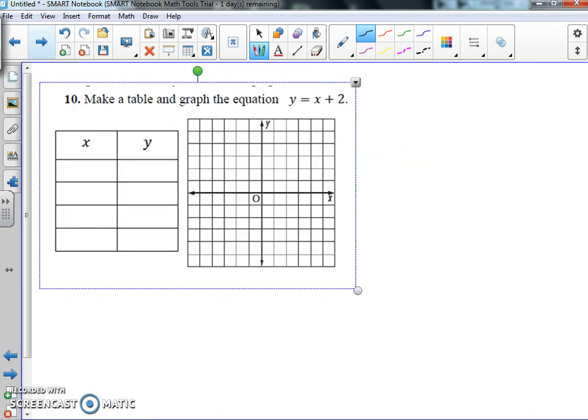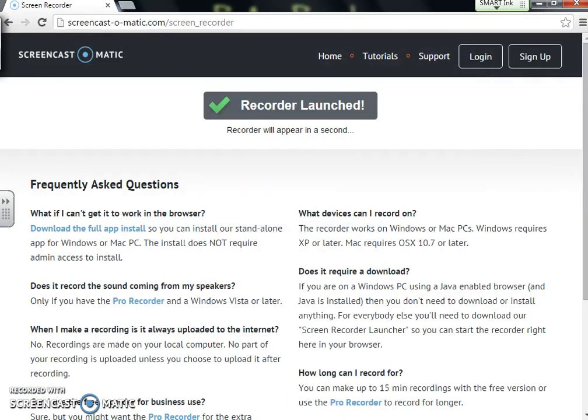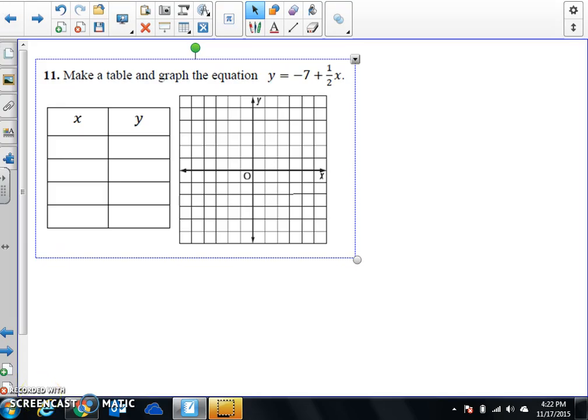All right, make a table and graph the equation. I told you, definitely remember to check your answers in your table and everything else, because with the y equals, anything with the y equals, you can go into the calculator, right? So make sure you're doing that. Let's actually just do it real quick. Okay, so make a table and graph the equation.